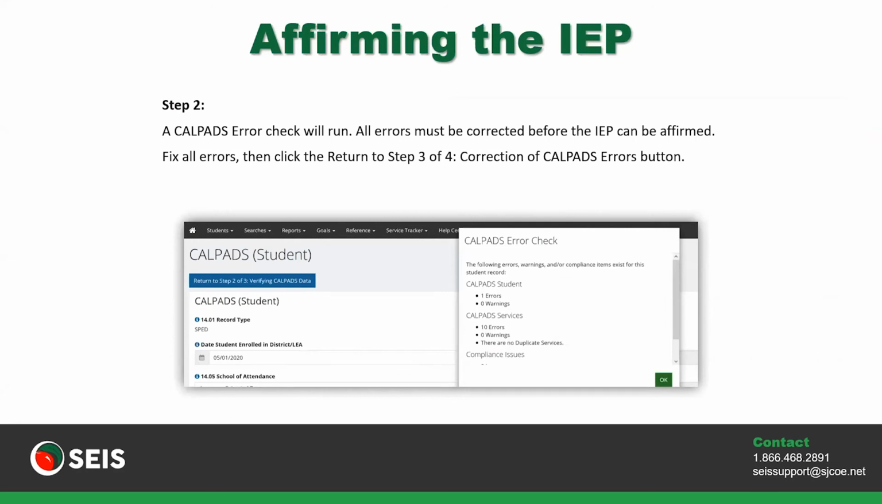All right, so step 2 is checking to see if there are any CalPADS errors, because you will have to fix any errors before the IEP can be affirmed and for that transaction to be created. So once you fix all the errors, then you can just return back to the affirm process.